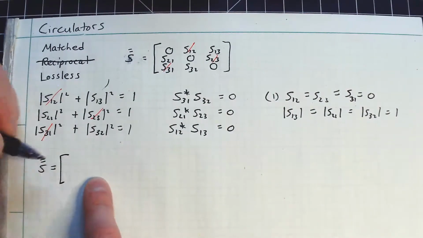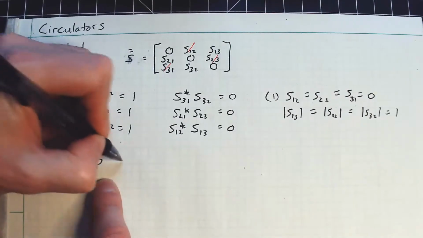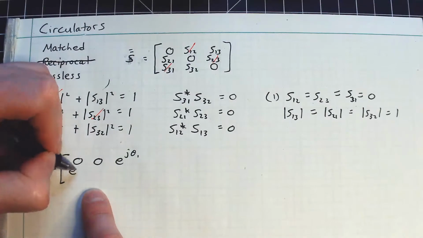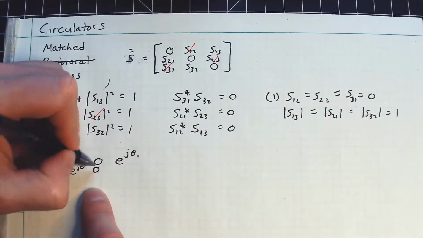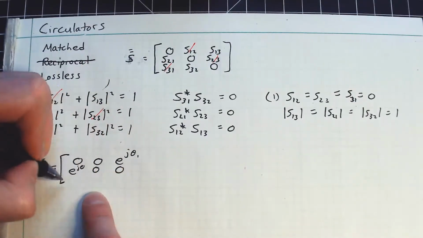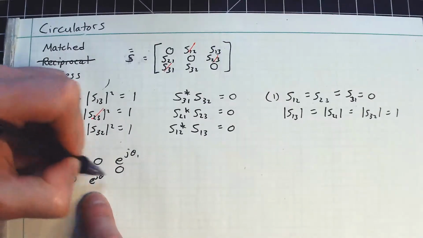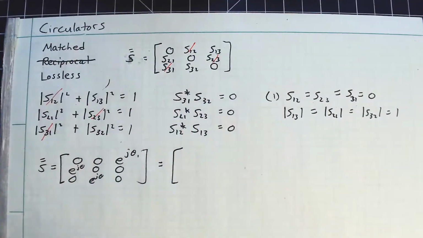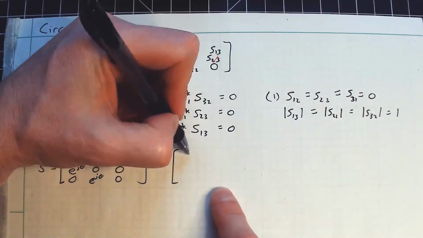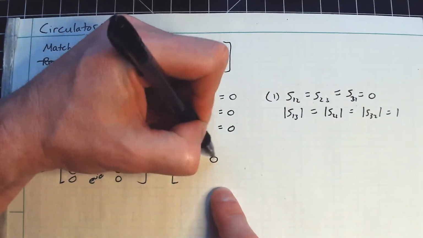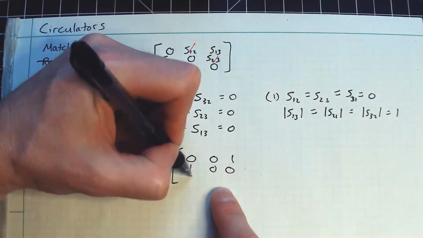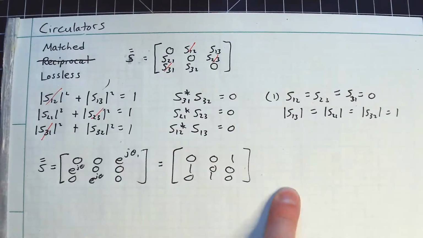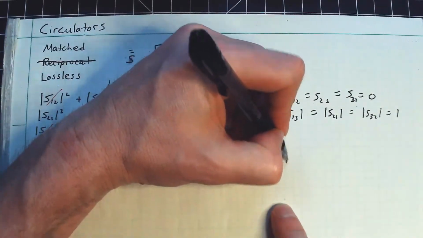Technically what you should have is something like the following: 0, 0, and then e to the j theta 1, right? Then I'll have an e to the j theta over here, 0, 0, then a 0, e to the j theta, kind of thing like that. But if I take the magnitude of it all, so just ignore the phase for now, you basically just have a simple matrix with the form 0, 0, 1, 1, 0, 0, and then 0, 1, 0, like that. That's the new S matrix. So this is called a circulator.